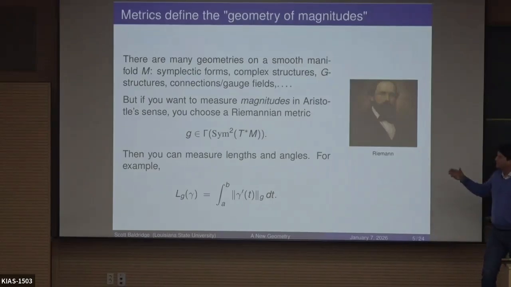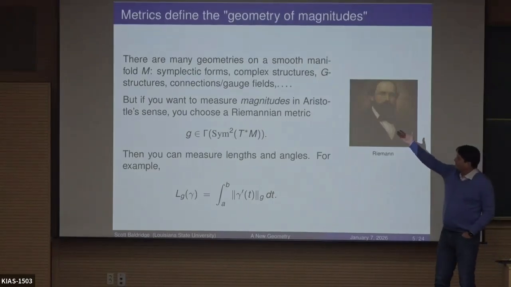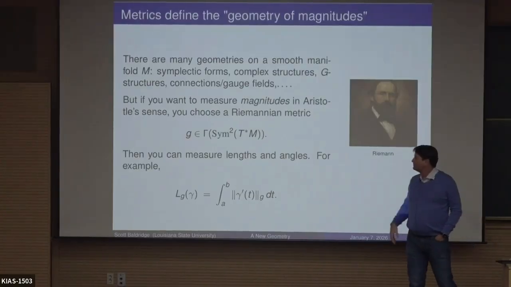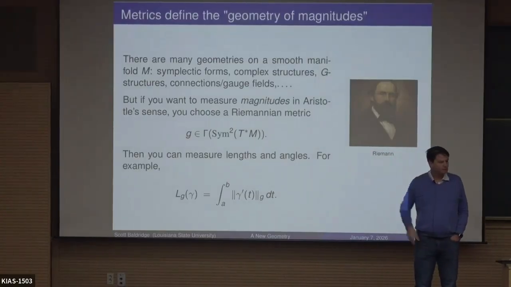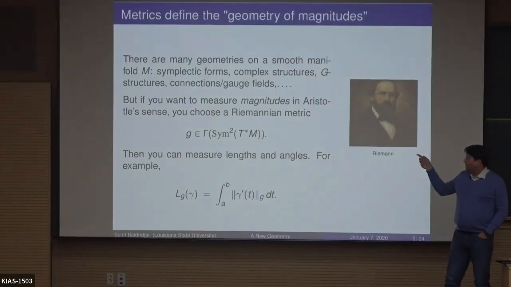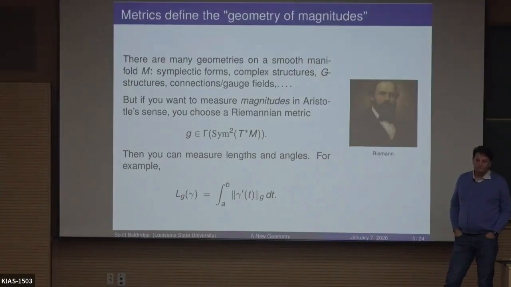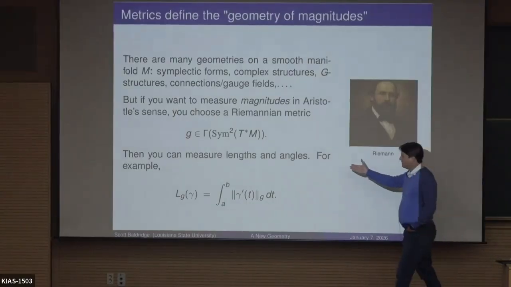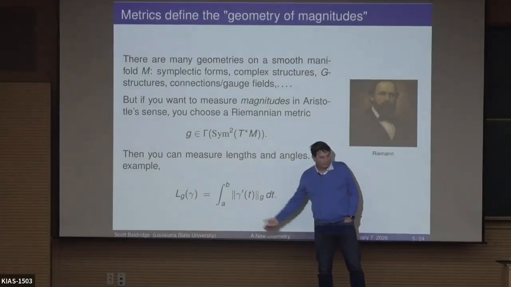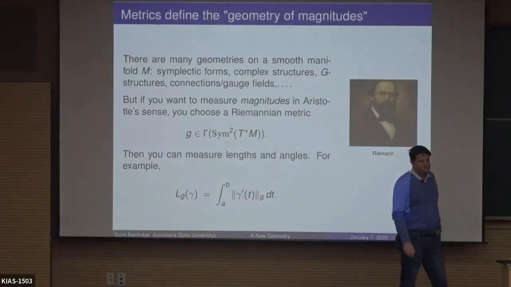It's the most basic one. There are many geometries on smooth manifolds. We have symplectic forms, complex structures, G structures, connections to gauge fields. We've seen some of these throughout a couple days. But if you want to measure magnitudes in the Aristotelian sense, you want to use a Riemannian metric. And then, of course, once you've chosen your Riemannian metric, then you can measure lengths and angles. For example, here's the length of a path in your manifold.